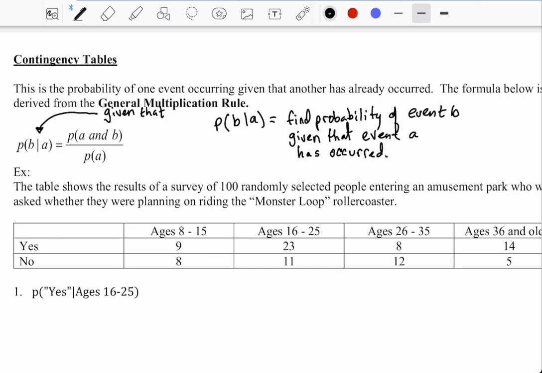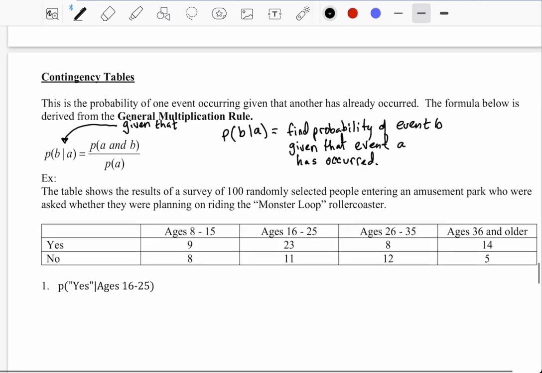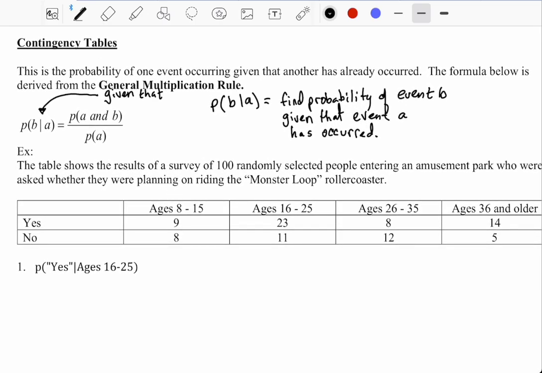Right? So looking at example 1, it's the probability of yes given that the ages are from 16 to 25. All right, so the table is a result of 100 randomly selected people entering an amusement park who were asked whether they were planning on riding the Monster Loop roller coaster. Monster Loop, insert your most terrifying roller coaster in place of that, that's really the object of the question.